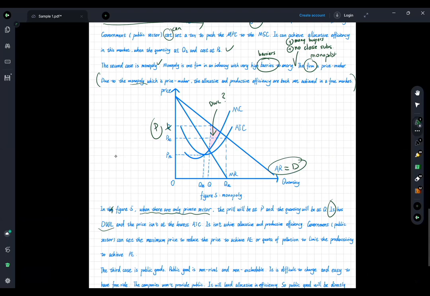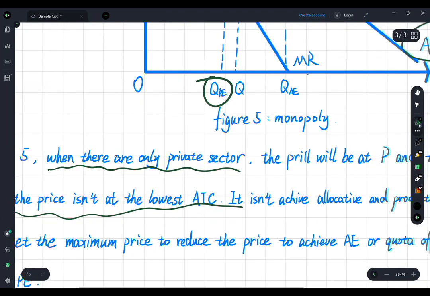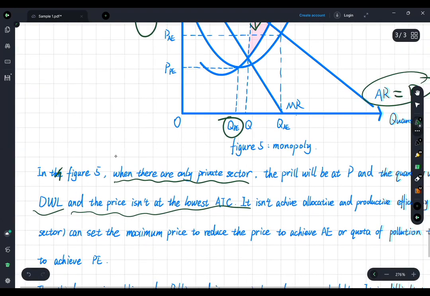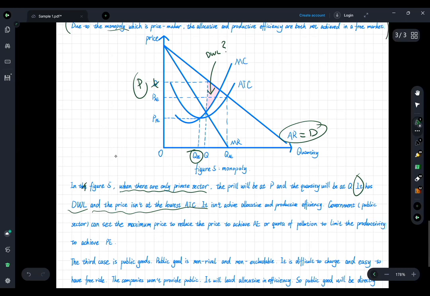It doesn't really matter. What we have to look at is: do we produce the productively efficient level of output? But okay, what really matters is the quantity. Do we produce output QPE? So yeah, okay. So we do not achieve productive efficiency and we do not achieve allocative efficiency. So yeah, the explanation is supported by the diagram.